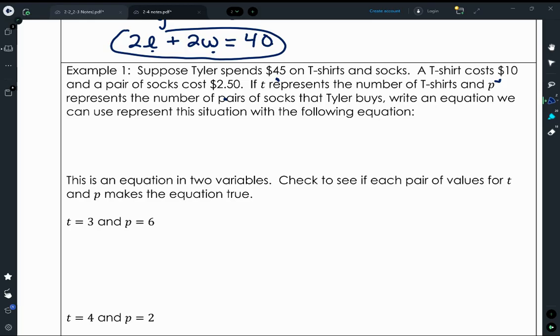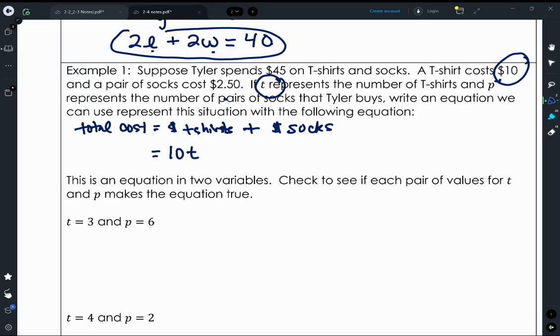So if I'm thinking about my total cost, I'm going to write a couple notes here. My total cost is going to be equal to the money for t-shirts, plus the money that we're going to spend on socks. The way I figure out how much money I'm spending on t-shirts is I think about how I'm spending $10 for each t-shirt and I'm buying t t-shirts. So that's going to be 10t.